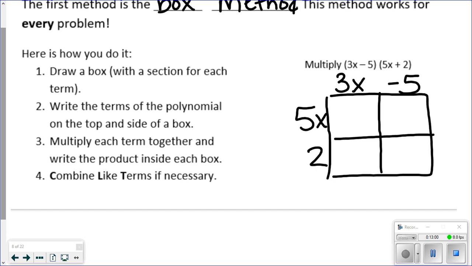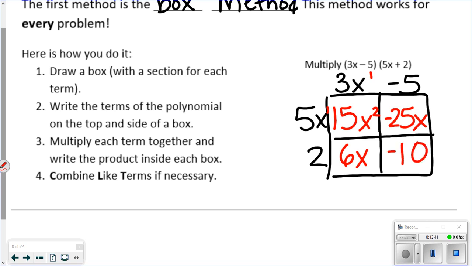Okay, and now we're going to multiply. Multiply each term together, and then write the answer, or the product, inside the box. So 3x times 5x. Well, 3 times 5 is 15. And then remember our exponent rules. We have a 1 times 1. And when we're multiplying, we add them, and 1 plus 1 is 2. Then 5x times -5 is -25x. 3x times 2 is 6x. 2 times -5 is -10.